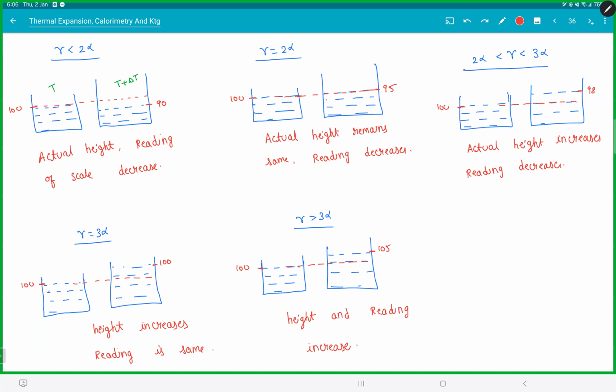Vice versa. If the temperature decreases, in which case will it overflow? Gamma less than 3 alpha. The reverse. Because now the container will shrink more than the liquid. Clear with this?